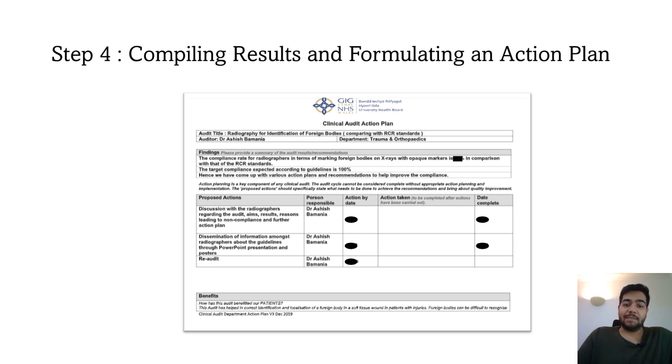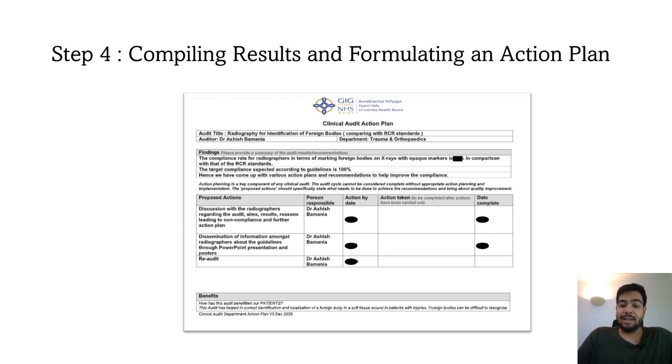Then the findings: I found that the compliance rate for the radiographers in terms of marking foreign bodies on X-rays with opaque markers was less than 100%, and this was not compliant with the RCR guidelines. So I made an action plan on what I needed to do. The proposed actions were discussion with the radiographers regarding the audit, dissemination of the information amongst radiographers through PowerPoint presentations and posters, and a re-audit to see whether the steps I have taken improve the system or not.